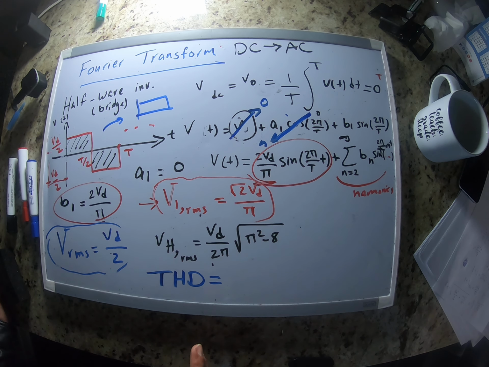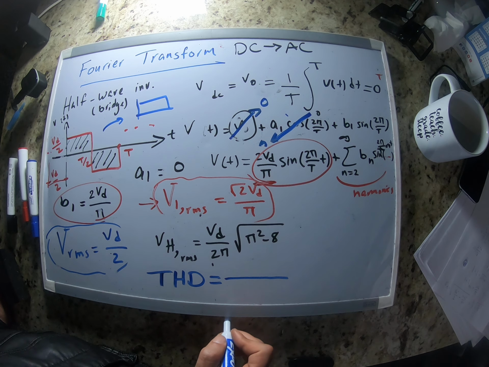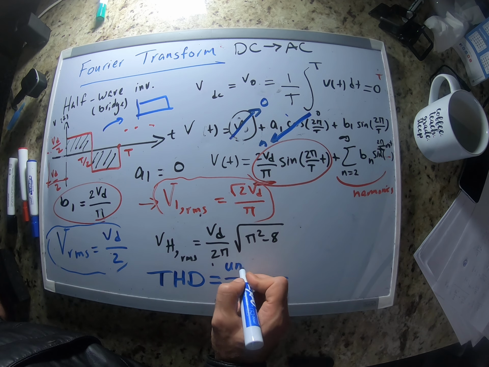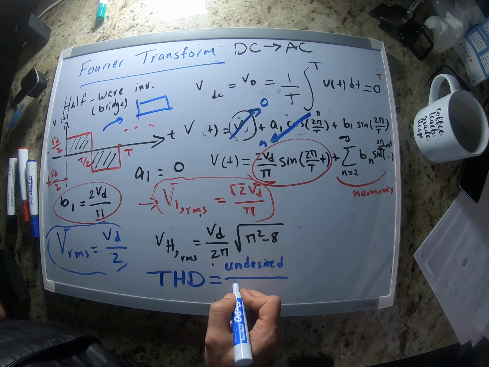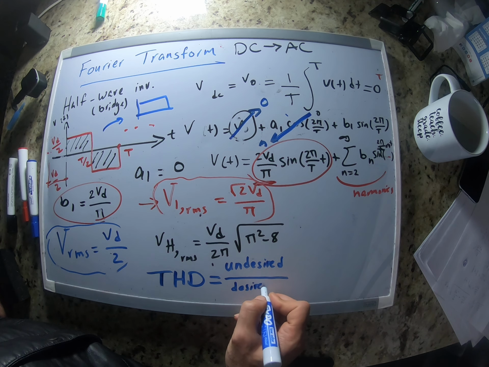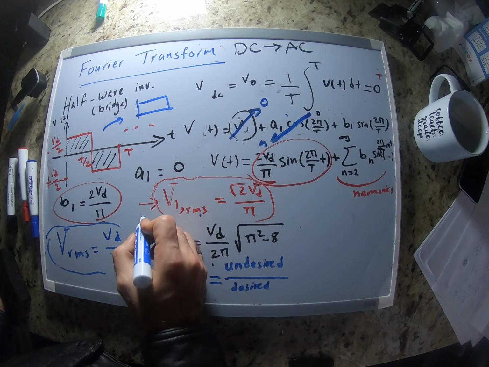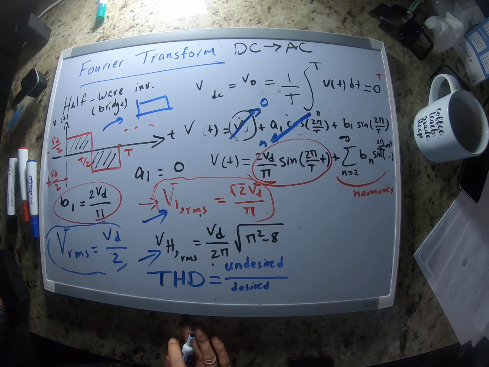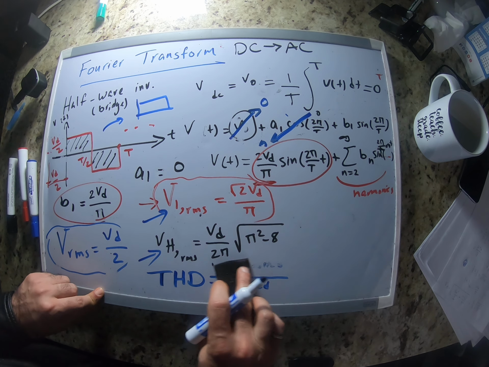And if you remember from when we discussed rectifiers, the total harmonic distortion is basically the undesired components over desired components, right? In this case, what is desired? This one. What is not desired is this one, right? So let's find the ratio of these two.